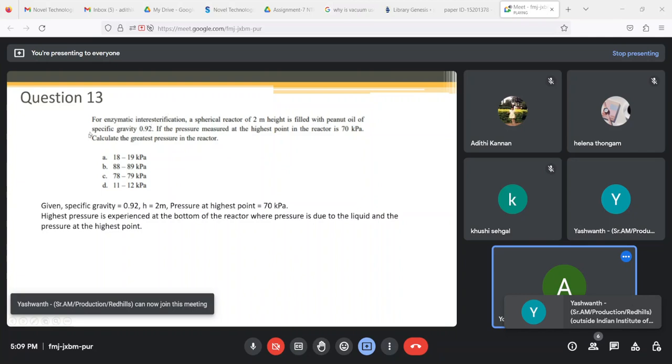So given here is a specific gravity of 0.92. The height of the liquid is given as 2 meters, and pressure at the highest point is already given as 70 kilopascals. So how do you go about with this question? How do you calculate the pressure at any point due to a liquid?